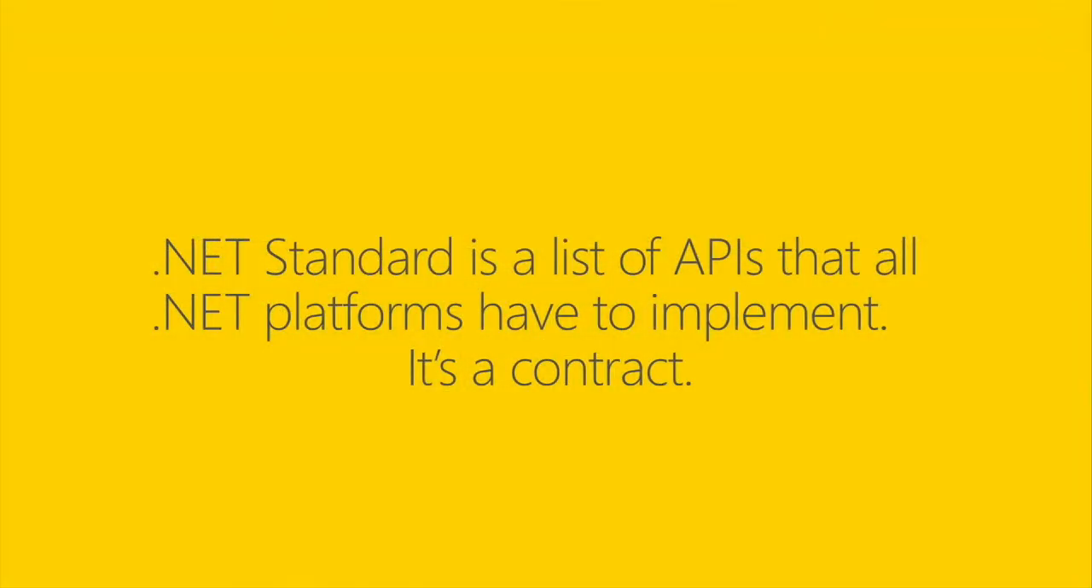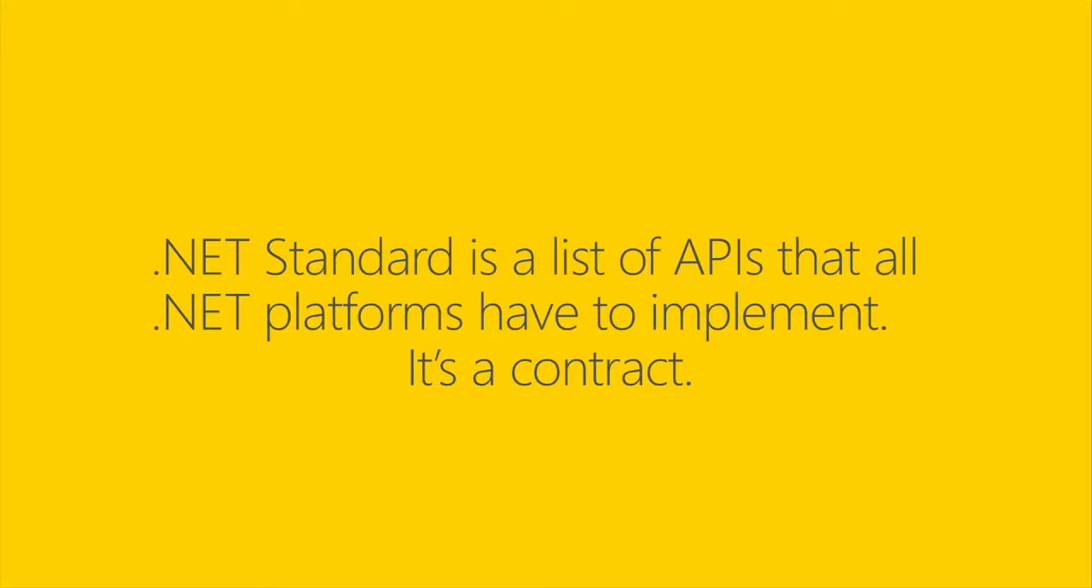It's nothing more than a list of APIs a platform has to implement to be considered .NET standard compliant. That's it. There's a bunch of APIs. It says, all right, if you support these APIs, you are .NET standard 1.5 compliant. So it's a contract. You are compliant with .NET Standard 1.5 or 2.0 or 1.9. What good does that do you?